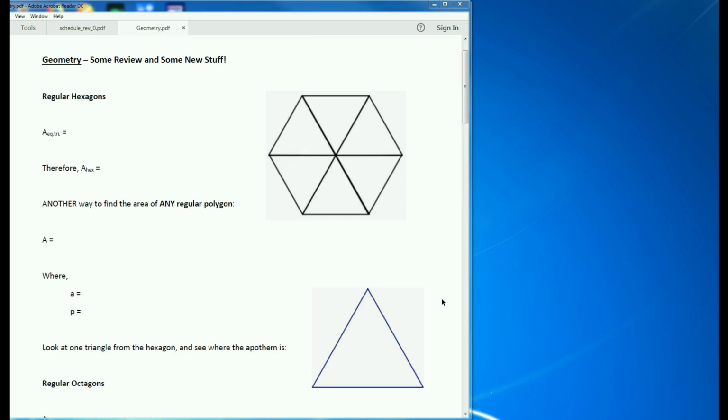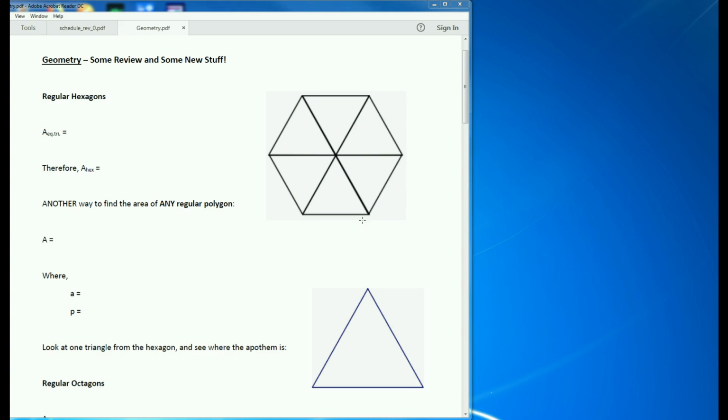Today I want to talk about some geometry stuff, which in particular we'll look at hexagons and octagons, which come up all the time in math as school problems. Just geometry in general. We'll also look at pyramids and cones. Also, I'm not going to cover spheres, but you should know the formulas for surface area and volume of a sphere. So in particular, let's start by talking about regular hexagons.